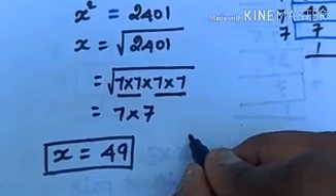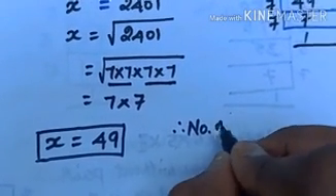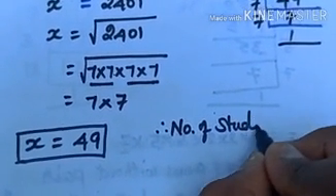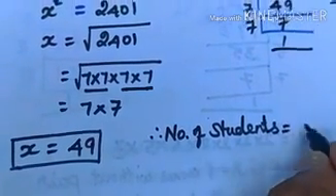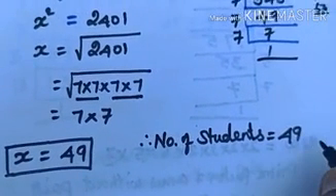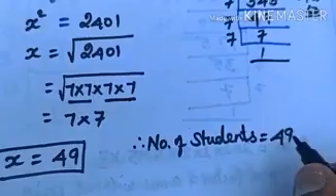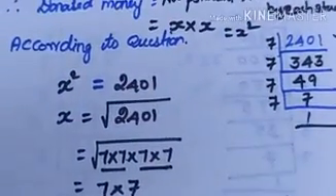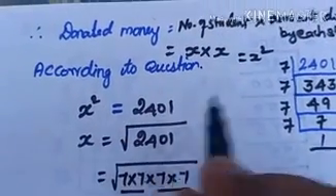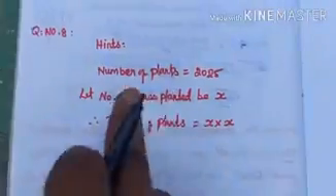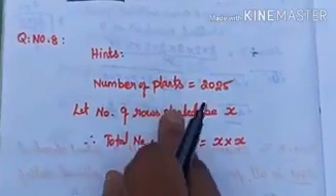Therefore, the number of students is equal to 49. So each student pays 49, that means 49 into 49 is 2401. So question number 8, you see the question in your book.